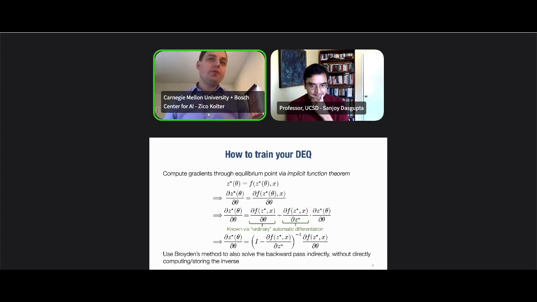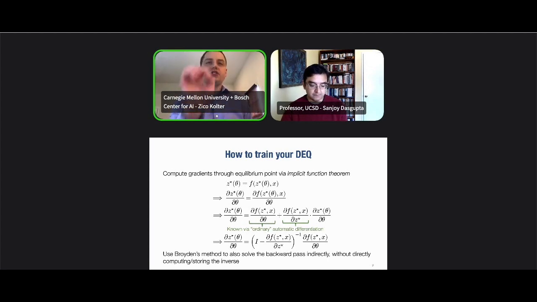What we're going to do with that first equation is we're just going to differentiate both. And I'm also making explicit here the fact that, of course, Z star, though we don't write it this way normally, is a function of our parameters. Because if I change my weights, I'll arrive at a different fixed point. So I'm going to make explicit here, just notationally, that Z star is a function of theta.